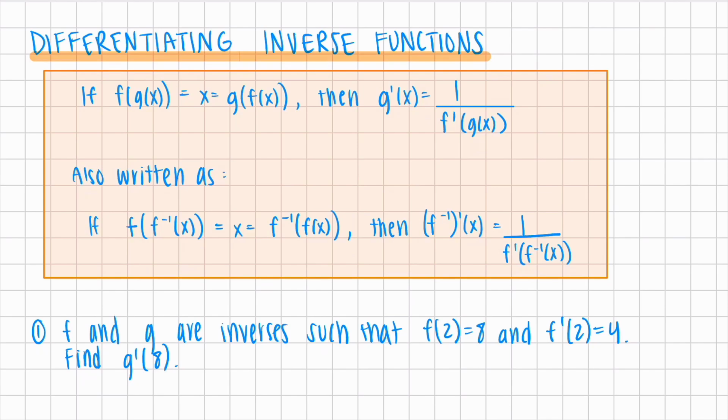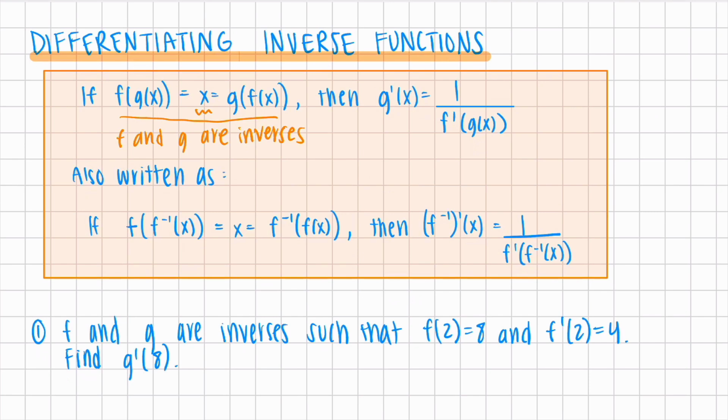So we're going to talk about how to differentiate inverse functions. We have our formula at the top. It says if f of g of x equals g of f of x. Basically, if this is true, that means that f and g are inverse functions. So this is basically saying f and g are inverses of each other. Inverses undo each other to free up that x.